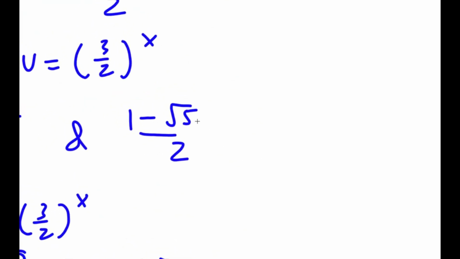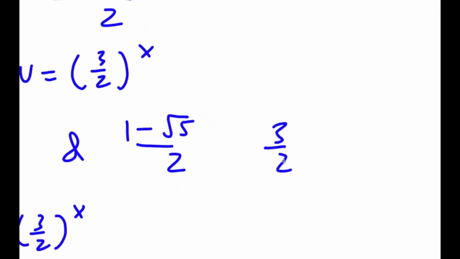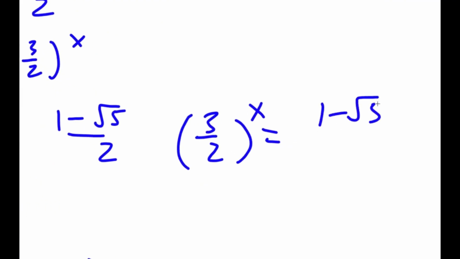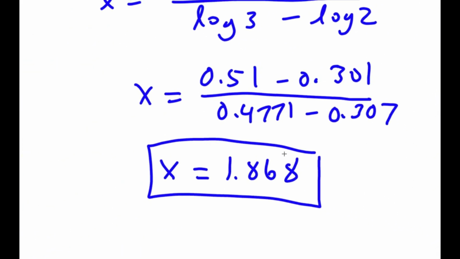Now we have to take a look at our second equation, which is 1 minus square root of 5 over 2. Now if 3 over 2 to the power of x is equal to 1 minus square root of 5 over 2, well, this is actually not possible, because 1 minus square root of 5 is going to be a negative number. And you can't take the power of a positive number and make it a negative number. So this has no solution, and our only solution is x equals 1.868.